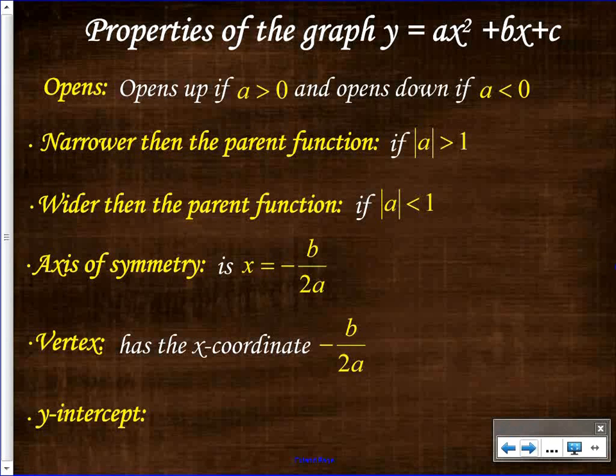The y-coordinate, how you find it, right? You take your x-coordinate, plug it into the equation, and solve for y, just like we did in intercept form. The vertex is always on the axis of symmetry, yes. My y-intercept is C. Whatever C is, that's my y-intercept. Okay. Everyone okay with this? Got it all down?